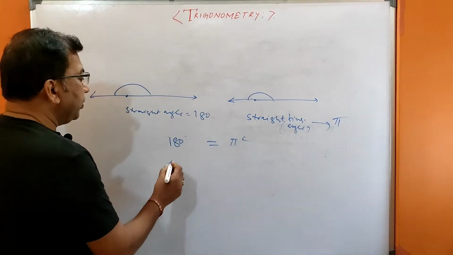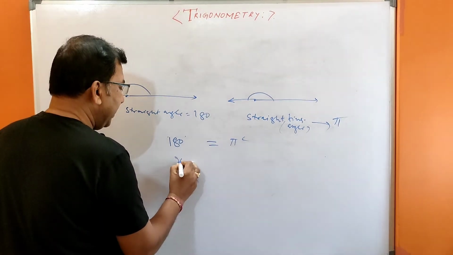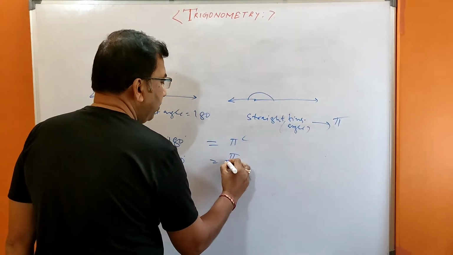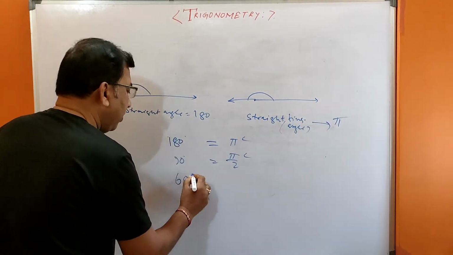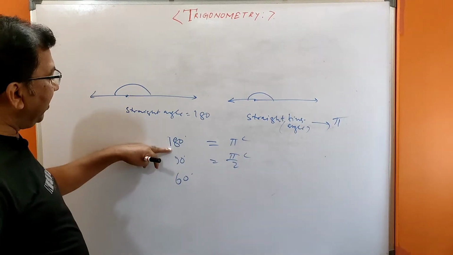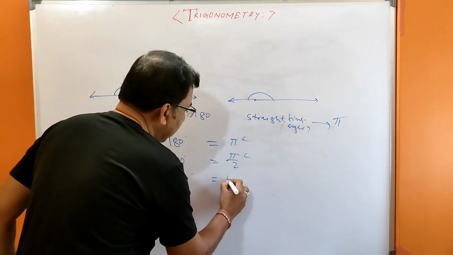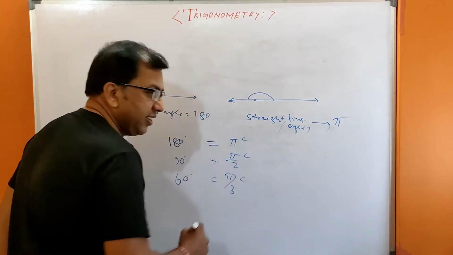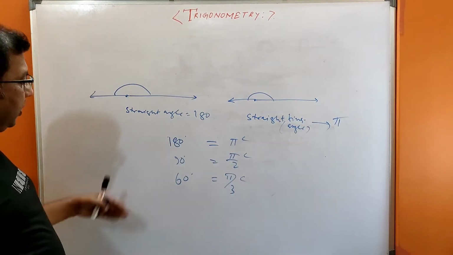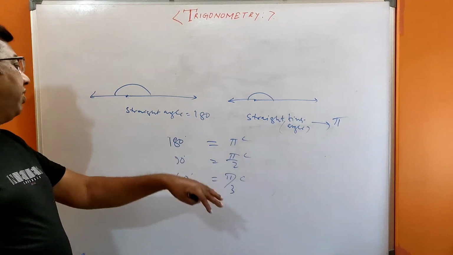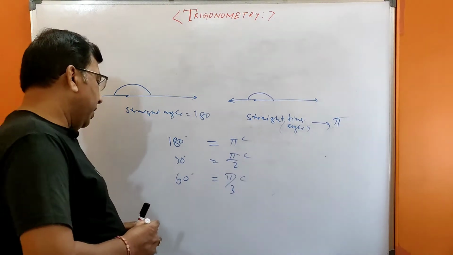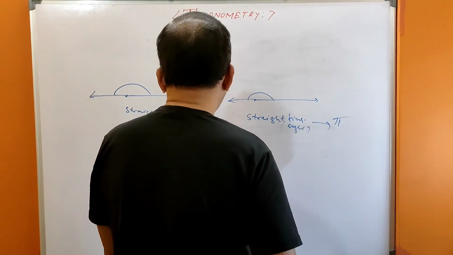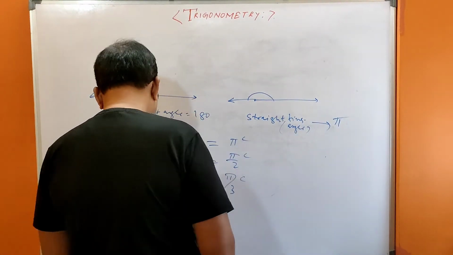180 degree. Suppose it is divided by 2, 90 degree. It is divided by 2, pi by 2 radian. If it is 60 degree, what will be the radian? It is divided by 3. So it is divided by 3, pi by 3 radian. Okay? So in this way, you can convert the degree to radian. Degree to radian, you can get it easily. Okay? Sure, it is very easy.